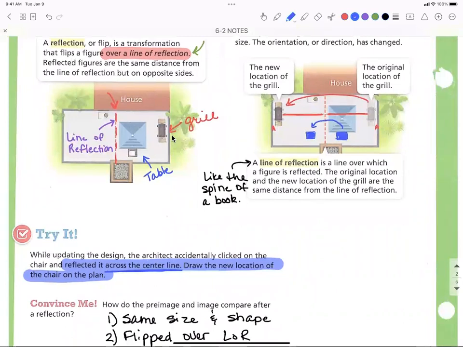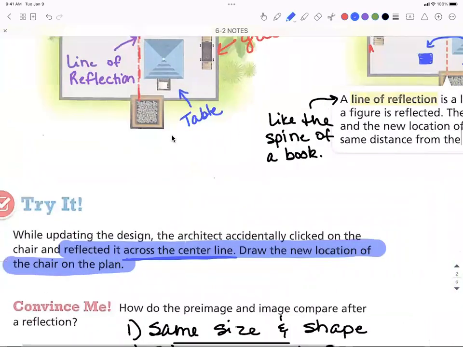Try It. We've reflected. This is what I really want to highlight, though, under this Try It. If you're using a highlighter right now, I want you to highlight the words across the center line. Every single reflection problem you do, before you even put pencil to paper, you've got to look for the instructions of where the line of reflection is. Or if you're given two images, you need to stick the line of reflection in the middle, okay? So very first thing, every single time when you see the word flip or reflection, you need to think, where does my line of reflection go?